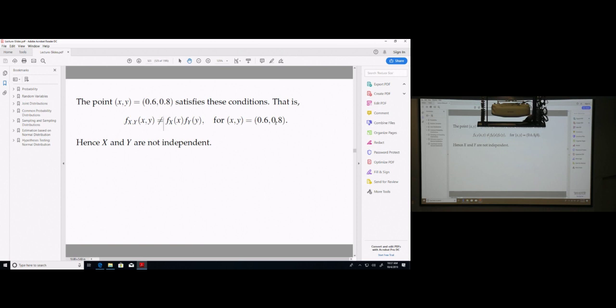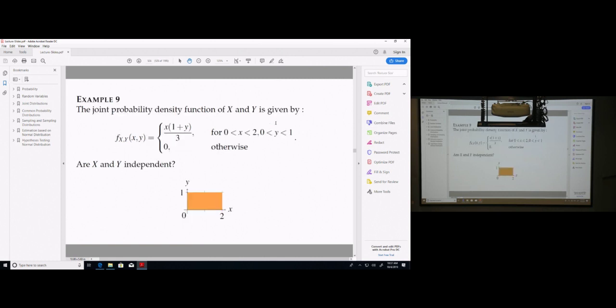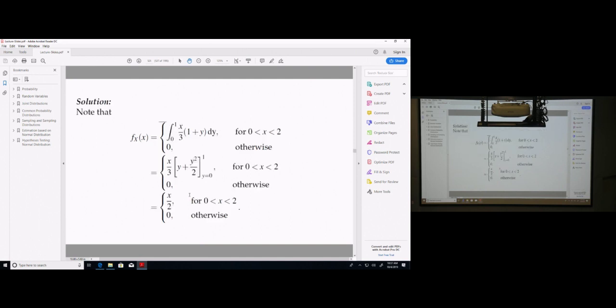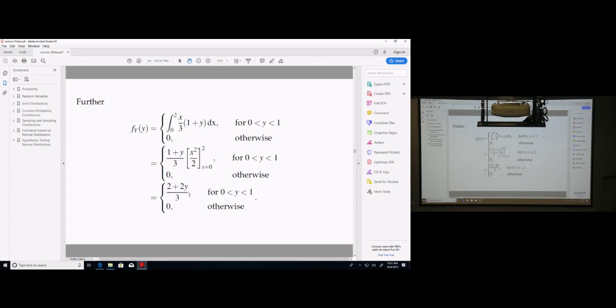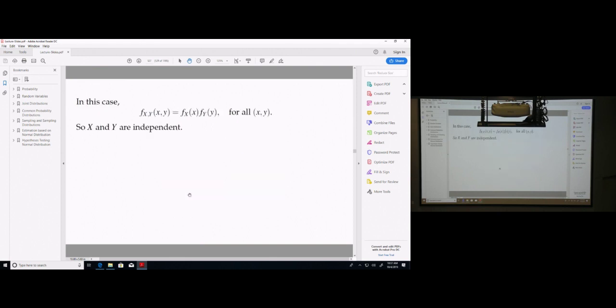Because I only have two classifications, either independent or not independent. Okay, so now this is another example. Now the region is a square, so I don't have the old trick to help me. So I have to do the work here, and you have to verify whether this is the case.